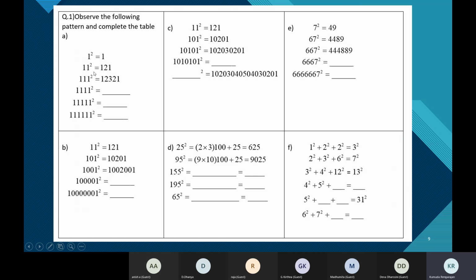Just look at this pattern, children. Look at this pattern and tell me what numbers can come here. Take your time. Ma'am, shall I try? No. All of us, let's think first and then I'll ask you.